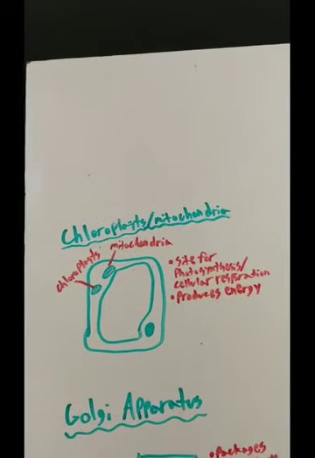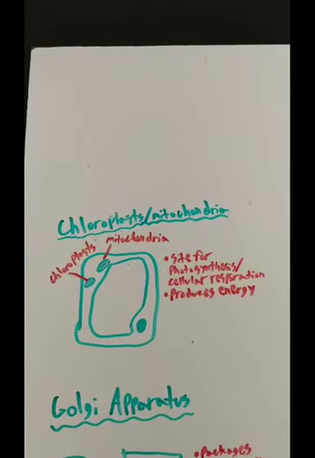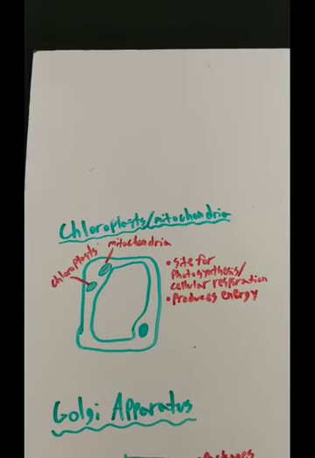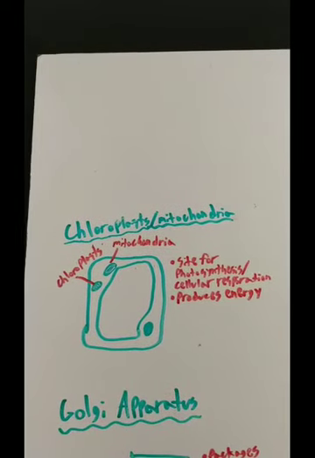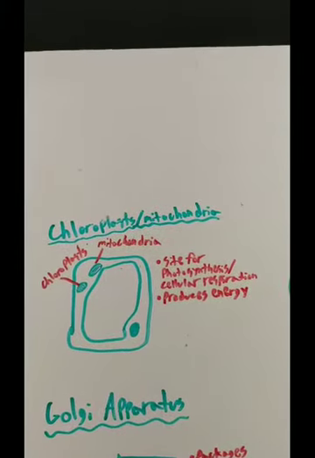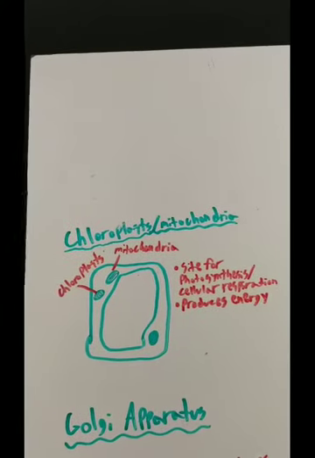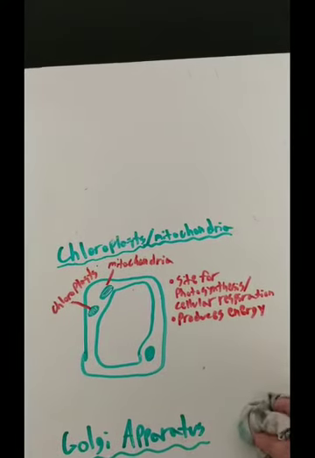I like to relate the mitochondria to a power plant. It produces all of the power for the cell, or at least most of it. And the chloroplast I like to relate to a solar panel, because it uses the sun to do the same thing and produce energy.